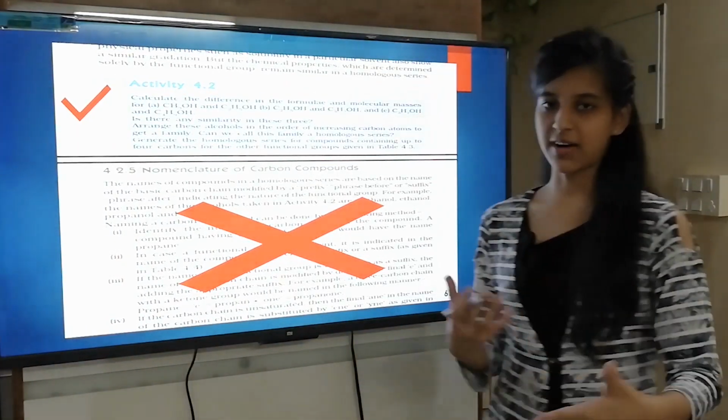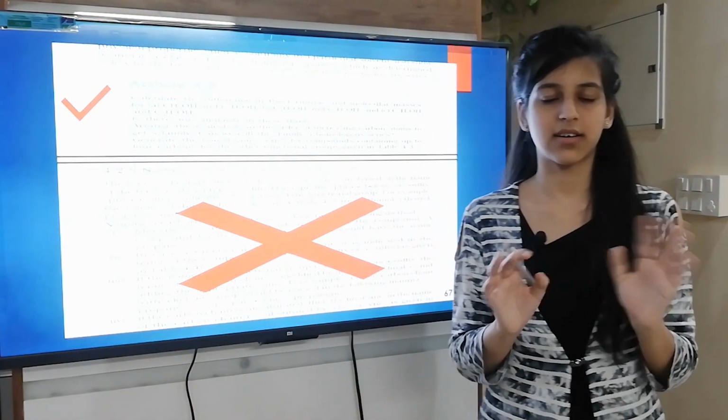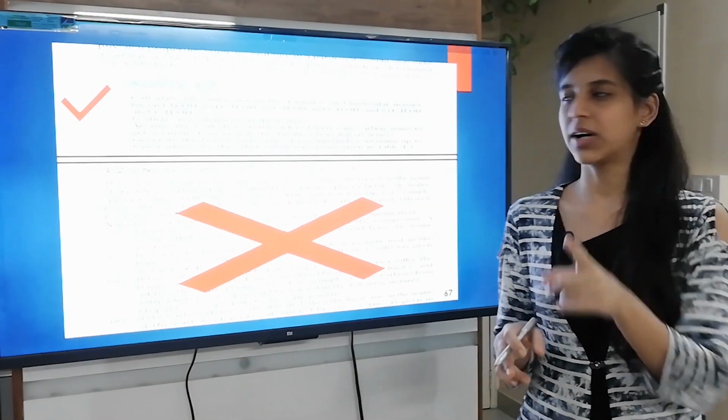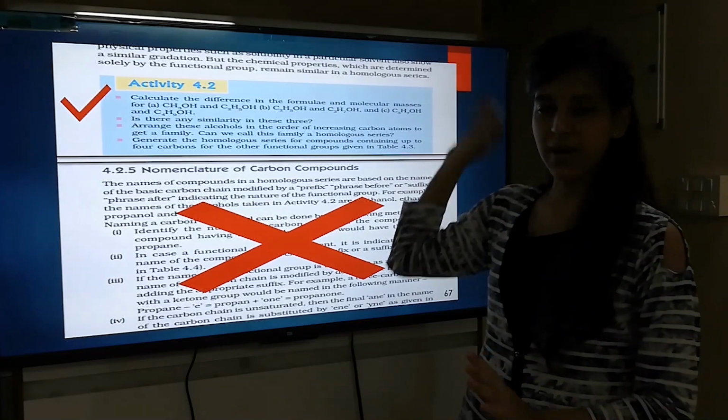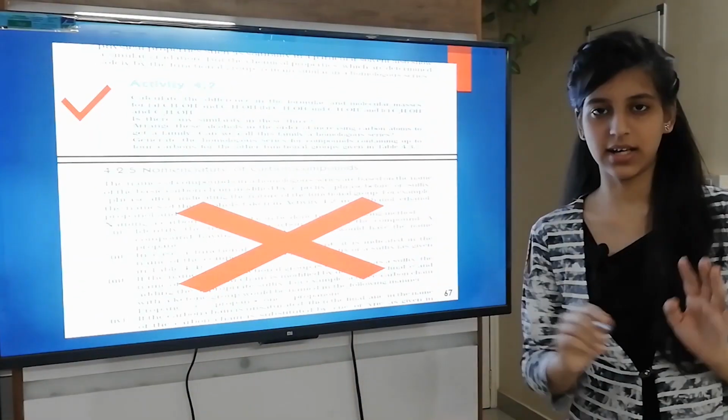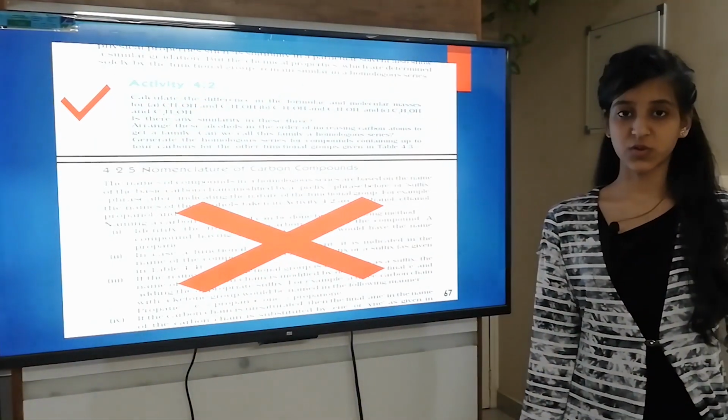So if I have told you not to read 67 to 76, it doesn't mean that the upper part should also be skipped completely. Therefore I am making it clear, okay? So let's move to another chapter.